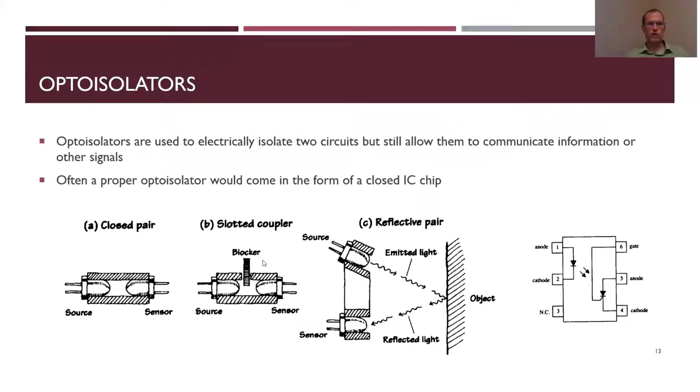Plus a closed pair example. There's also a few other versions. Slotted coupler with a blocker, so you can actually turn this on or off, whether you want the source and sensor to communicate or not. You also have a reflective pair, so emit a light reflecting off an object into the sensor. There are many different ways to do this.